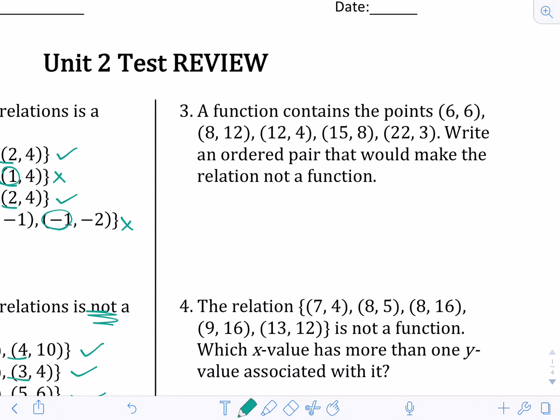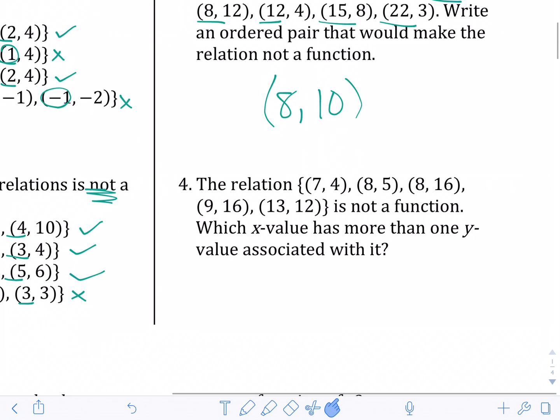Number 3, a function contains the points 6, 6, 8, 12, 12, 4, 15, 8, 22, 3. Write an ordered pair that would make the relation not a function. All you have to do is just keep the same x value because none of these repeat: 6, 8, 12, 15, 22. So I could just do 8, 10, and that would make it not a function because then you have two 8s, therefore that repeated.